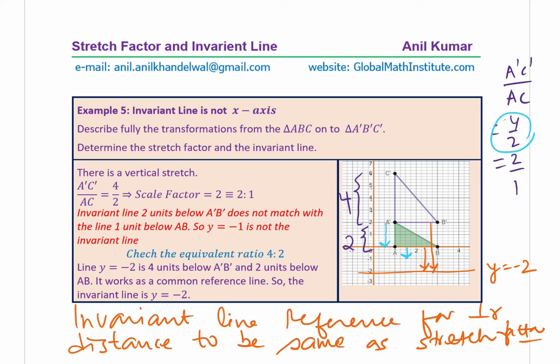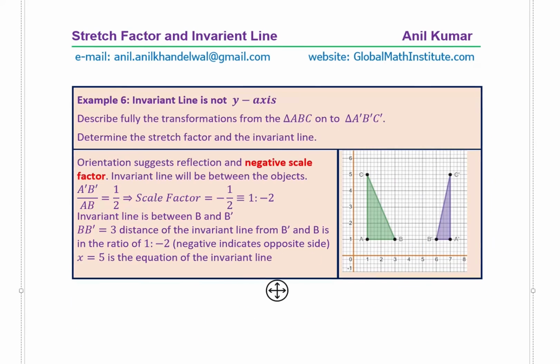Clear? So the stretch factor was 4 is to 2, and we found a line which is y equals 2, from where it is 2 units to the original pre-image and 4 units to the image, and that is how you get the invariant line. I hope that is clear, right? Let's take up more examination questions.